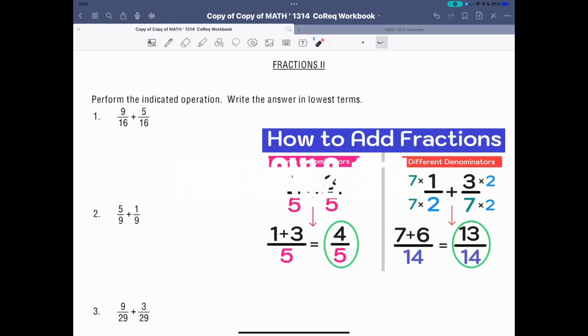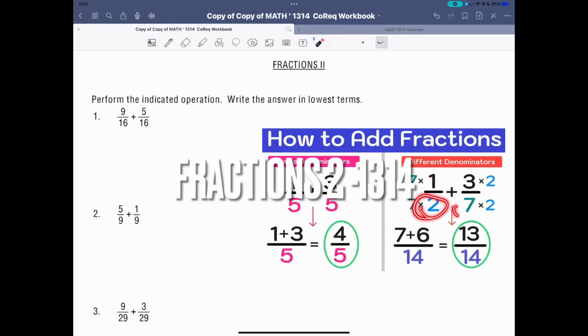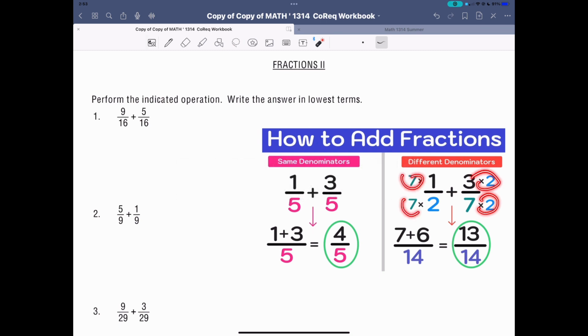When fractions have different denominators, you just take the two denominators and multiply them together. Whatever you do to the top, you do to the bottom in a fraction. So 7 times 2 is 14. And then when I said 1 times 7, I got 7, and 3 times 2, I got 6, and I got 13 over 14. And that's already in lowest terms because 13 is a prime number.